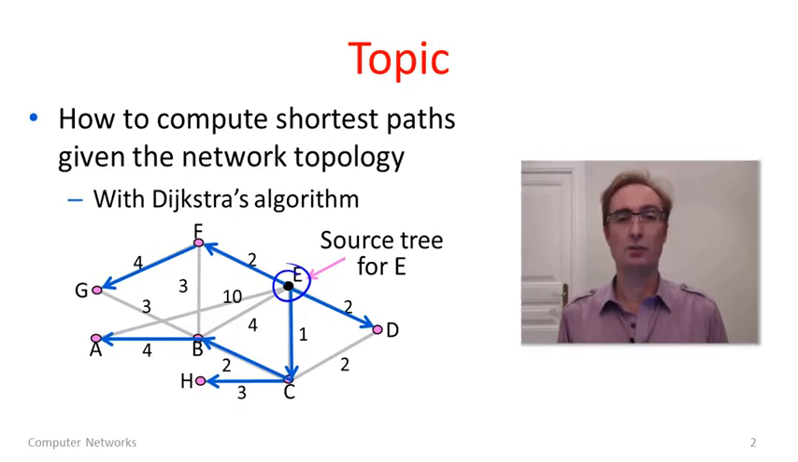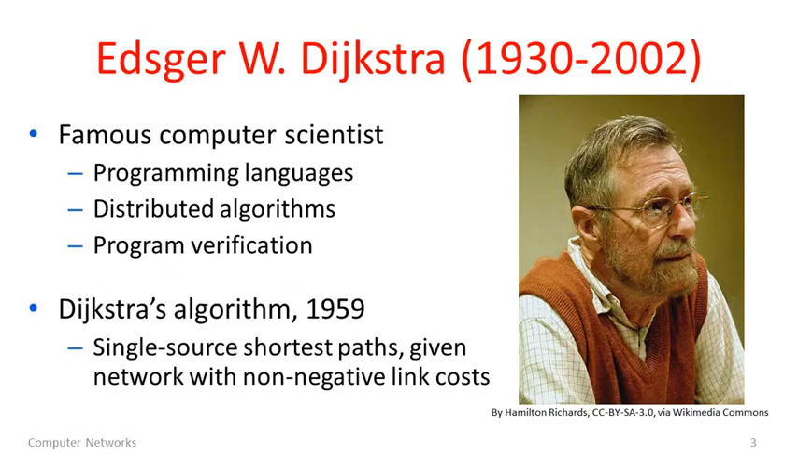Dijkstra's algorithm provides one way of computing these source trees, and it's widely used as part of a common routing protocol, which is why we're covering it. Dijkstra's algorithm is named after E.W. Dijkstra, a famous computer scientist. He is well known for his contributions to programming languages. You might have heard of a paper called Go To Considered Harmful. That was him. He's also made many contributions to distributed algorithms, such as the algorithm we'll study for computing shortest paths, as well as program verification.